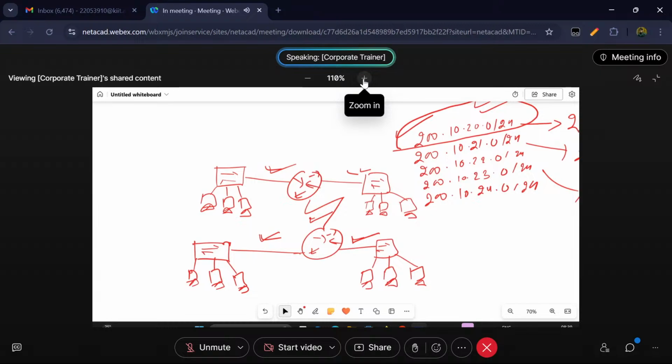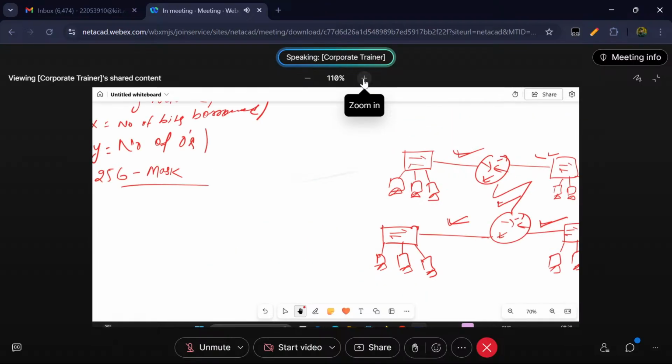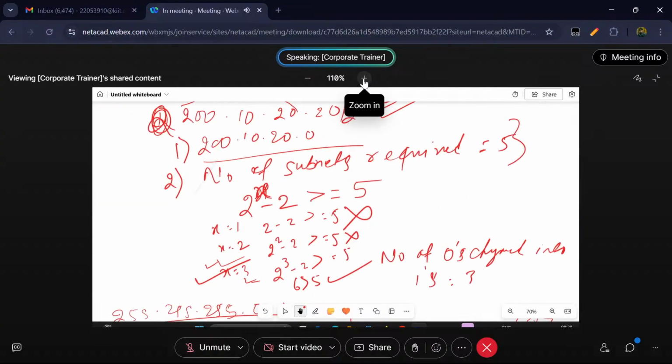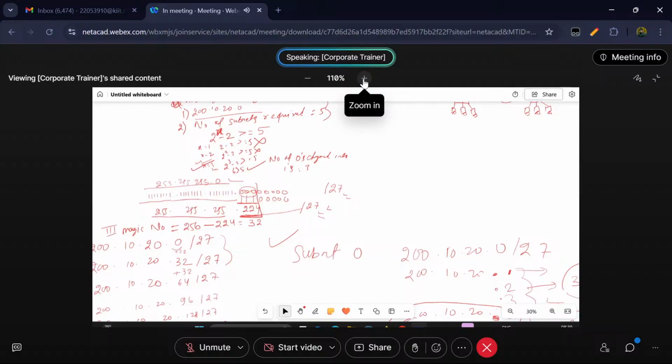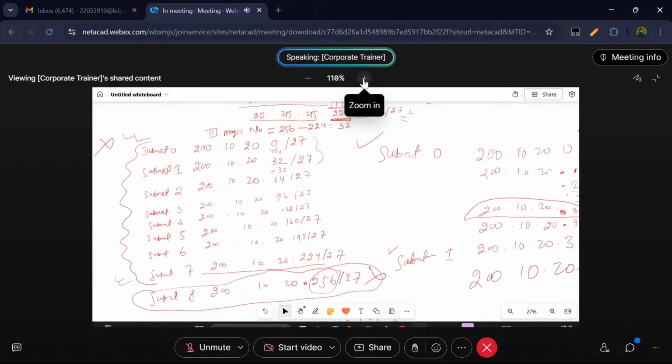So I have done the subnetting on the basis of 5 subnetted networks. That was the requirement of the 5 networks. It means I have to create 5 subnetted networks. But when I have done the subnetting, I don't directly get 5 subnetted networks. How many subnetted networks did I get? 8 subnetted networks, right? Subnet 0, 1, 2. You can see on the screen 0, 1, 2, 3, 4, 5, 6, 7, up to 7.